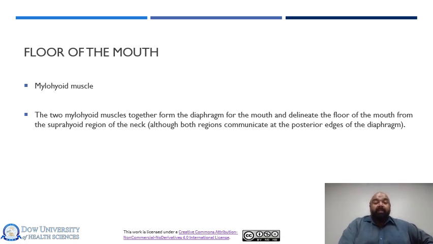There's a right and left mylohyoid muscle, which together form the diaphragm for the mouth. And they actually delineate the floor of the mouth from the suprahyoid region. So the digastric muscle is below that. The suprahyoid and the infrahyoid muscles are all below it. And this is where the floor of the mouth is formed by the mylohyoid muscles.